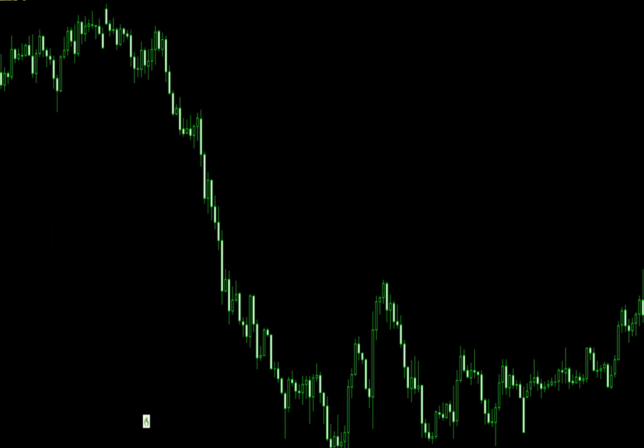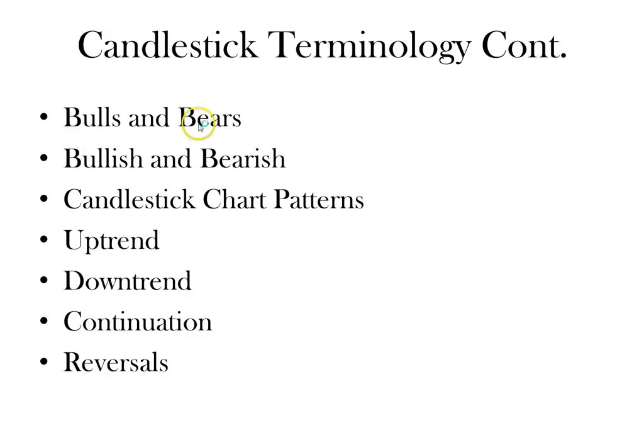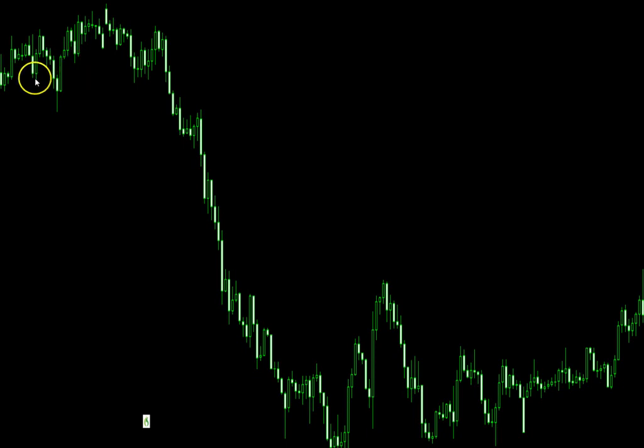So let's go back to the other video, to the other slide. So we have our bulls and our bears, our bullish and bearish candlestick chart patterns, uptrend, downtrend, continuation, reversal. I want to show you that again. So we have our continuation again, followed by a downtrend with a reversal to where the currency pair goes up, with a reversal to where it goes down, followed by a continuation. So our downtrend, uptrend, downtrend, continuation.